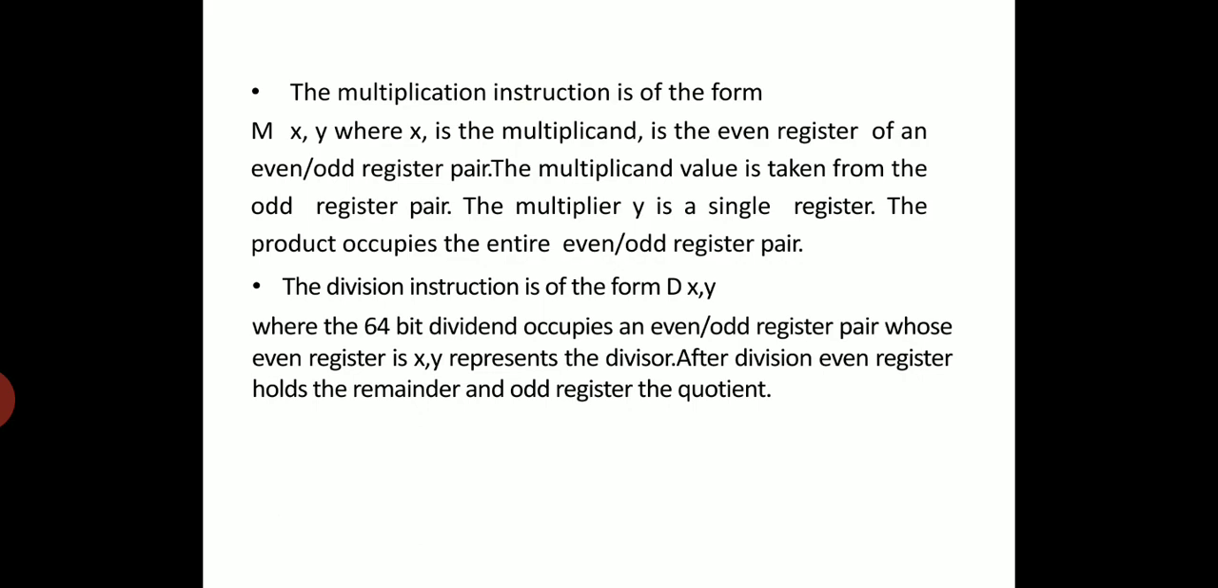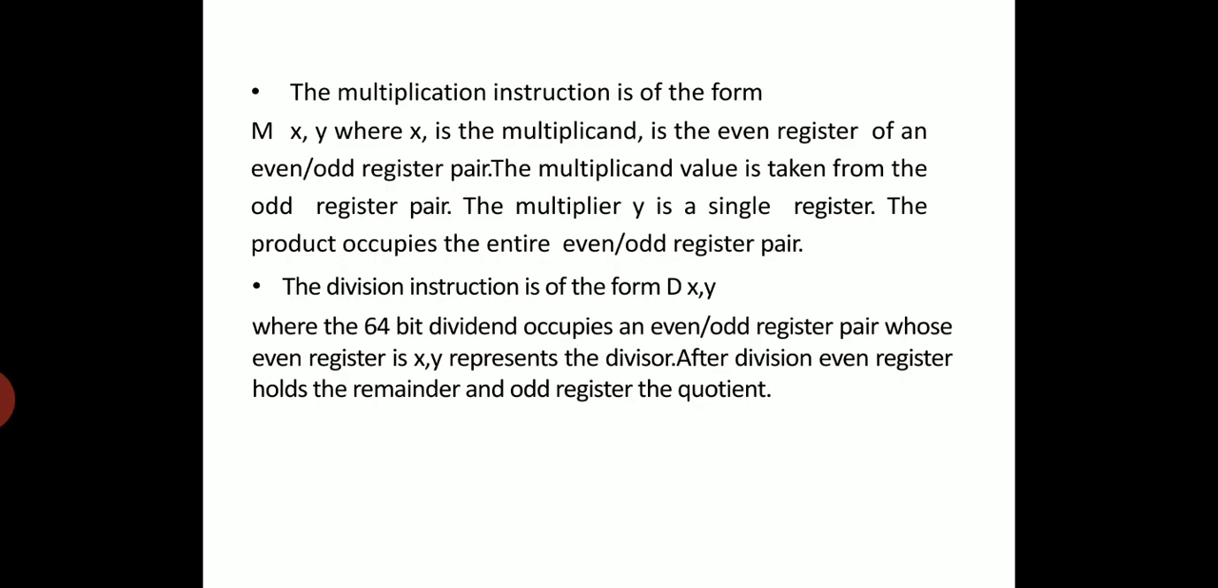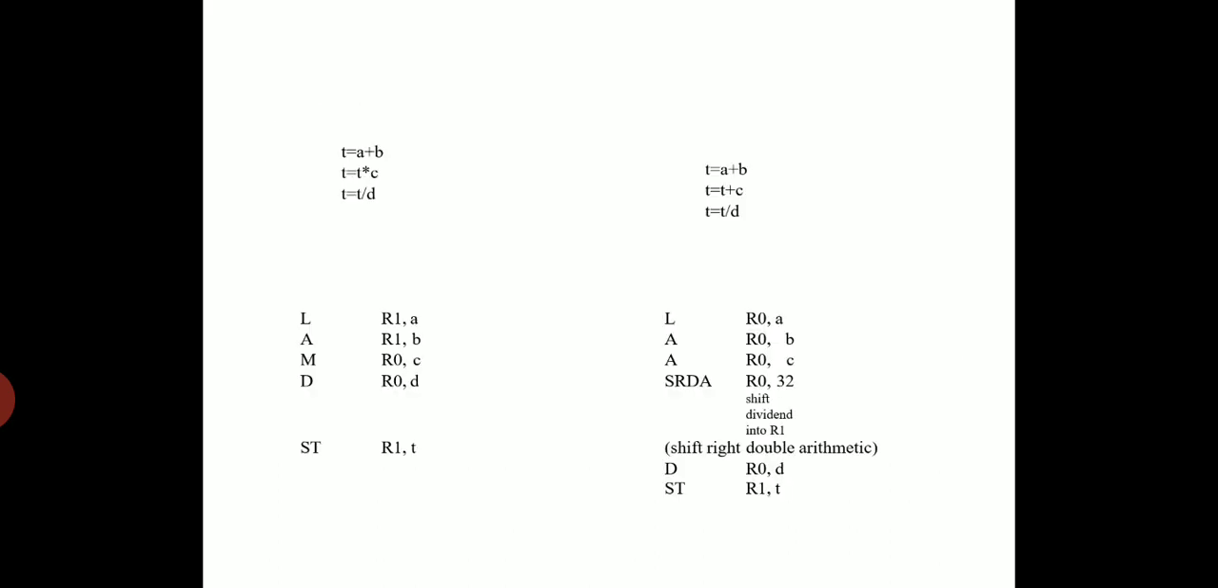In the case of division, it is written as D x, y. It is a 64-bit dividend and it occupies the even-odd register pair, where the even register is x, and y represents the divisor. After the division, the quotient is stored in the odd register and the remainder is stored in the even register. So while we keep track of all these things corresponding to this particular hardware, it is very difficult to allocate registers. That is clear from the example shown here.